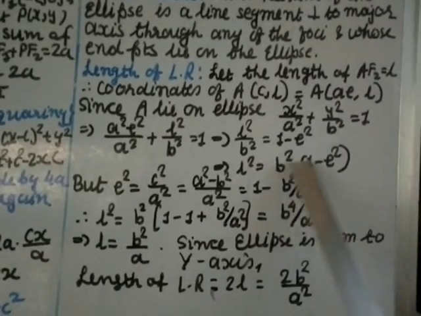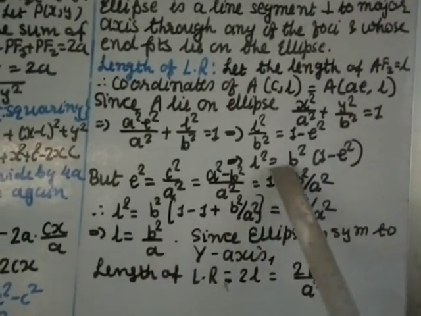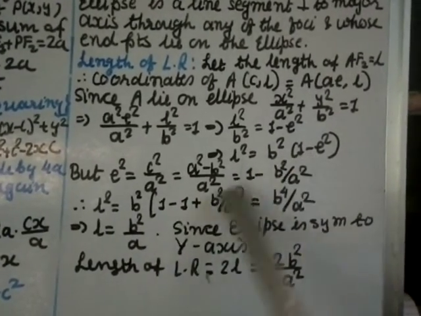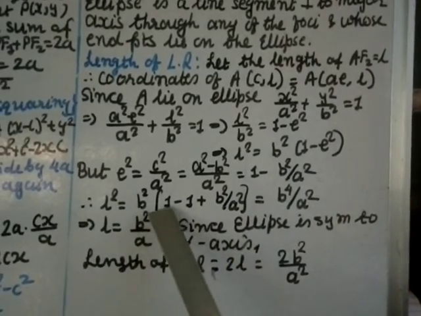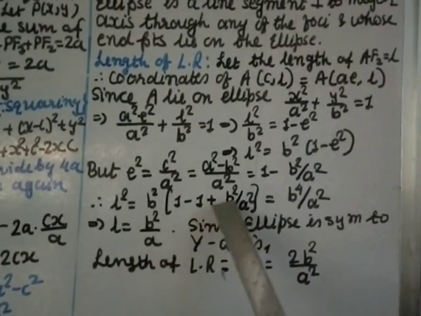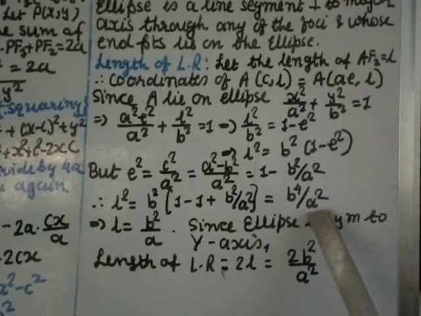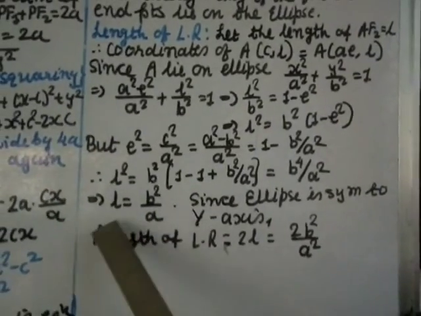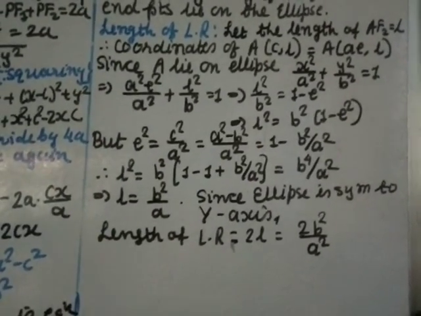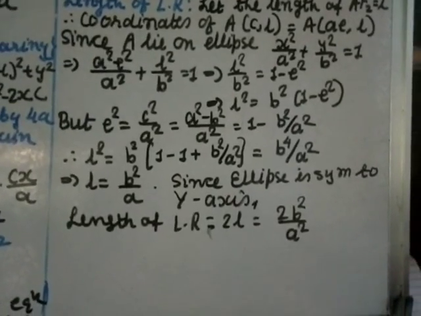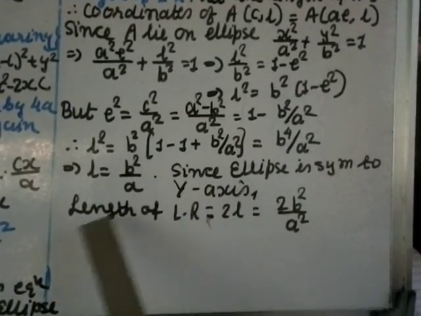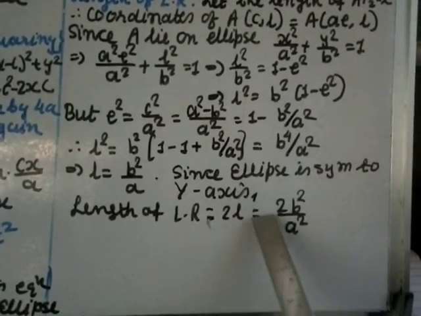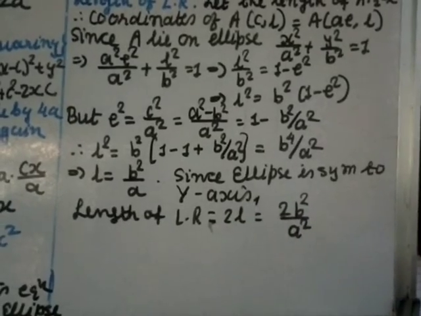Here, instead of e square I'll put this value. So l square is equal to b square, as it is, into 1 minus (1 minus b square by a square). The 1 minus 1 cancels, so you get b square by a square into b square, which gives b to the power 4 by a square. Take the square root on both sides, so l is equal to b square by a. As I said, this length is only half of the latus rectum, and you need to find the full length, so you have to multiply by 2. Since the ellipse is symmetric about the y-axis, the length of the latus rectum will be twice l. So you multiply by 2, giving 2 b square by a. This is the length of the latus rectum.